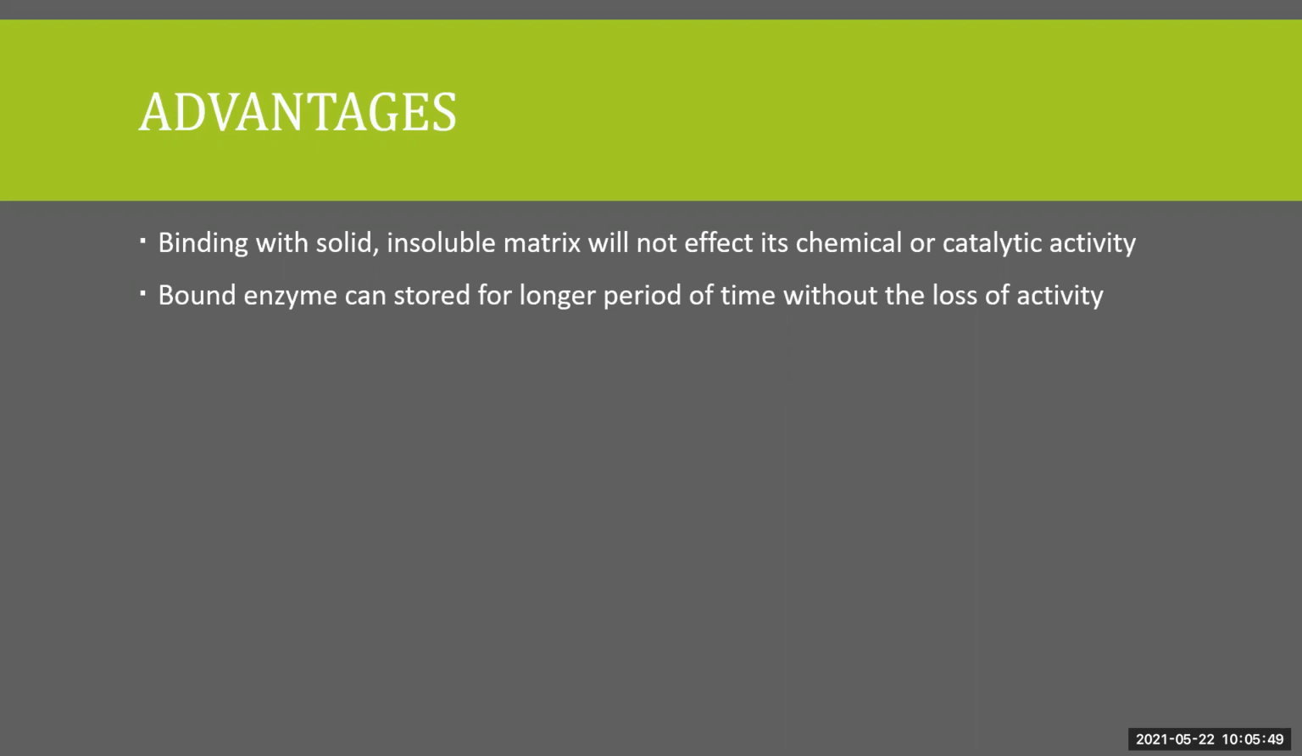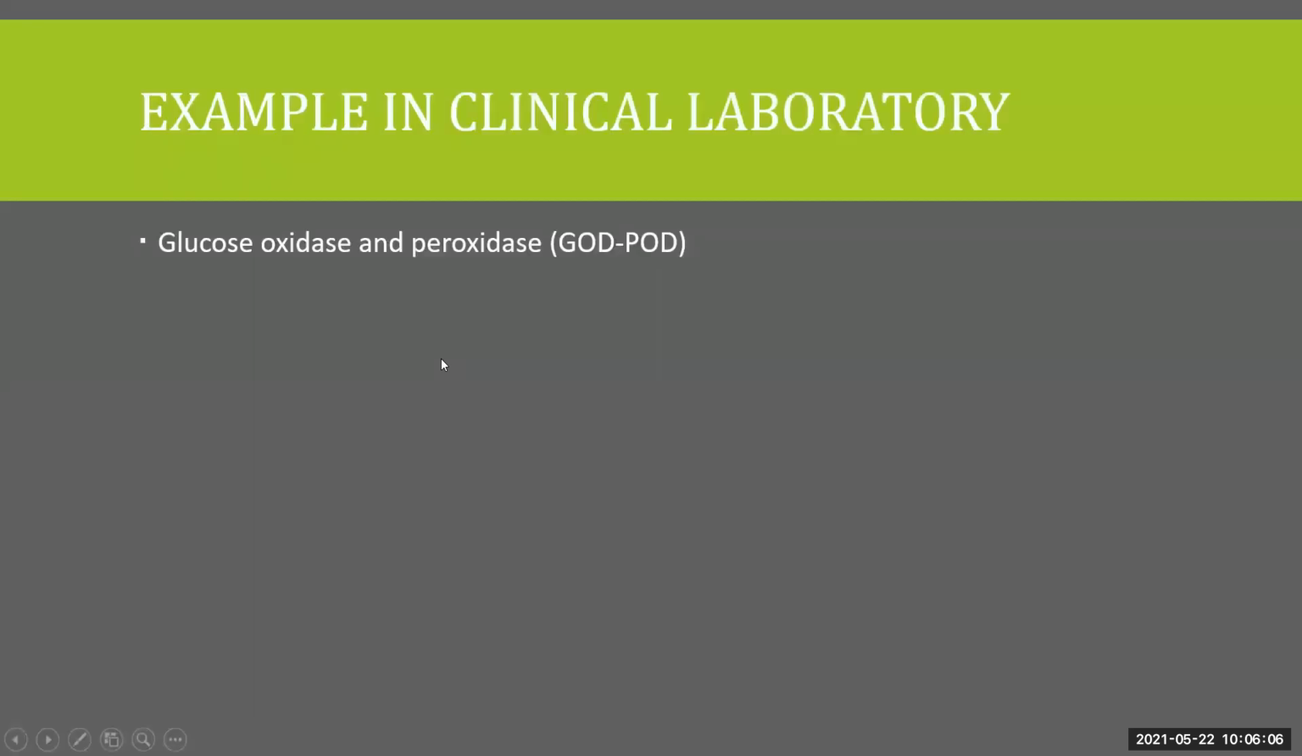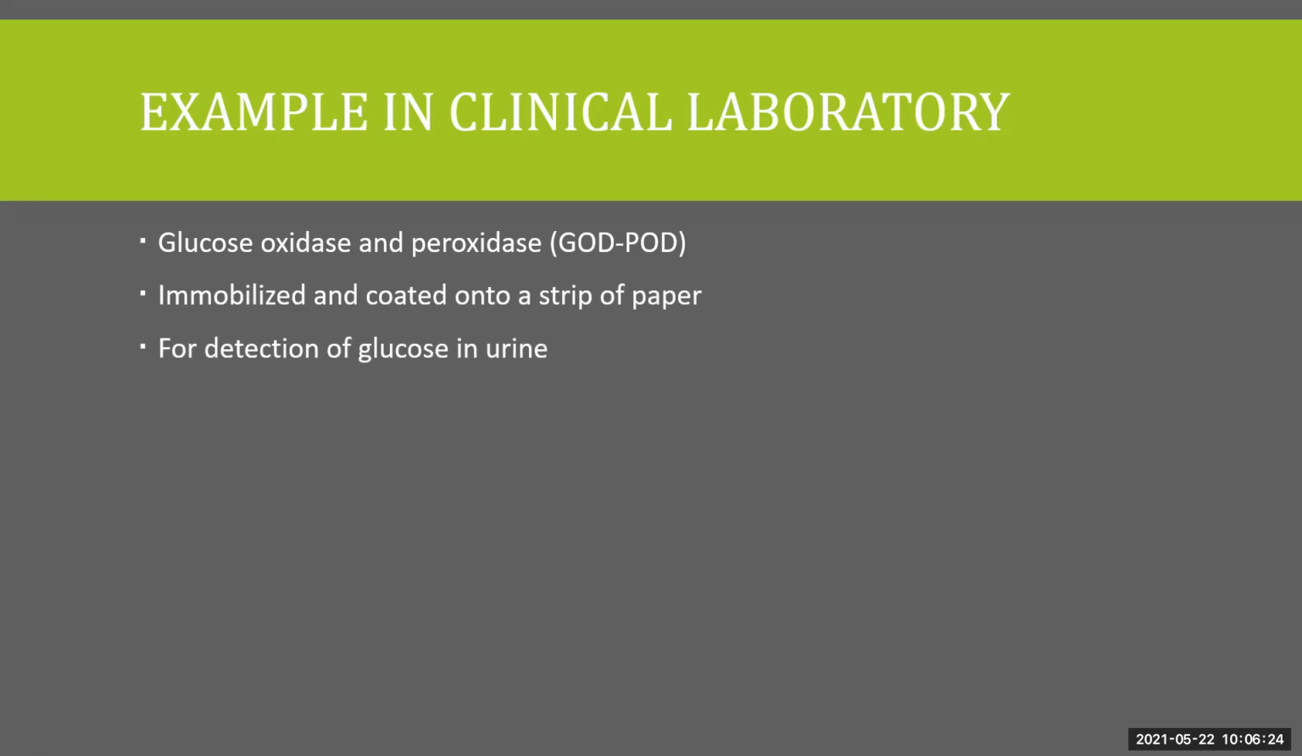The second advantage is that once bound, the enzyme will have a longer shelf life. It can be stored for a longer period of time without loss of activity, as immobilization will not affect any chemical or functional properties of enzymes. To give an example, we use the glucose oxidase peroxidase test in the dipstick method for urine. Glucose oxidase and peroxidase are the enzymes used for this methodology, and they are immobilized and coated onto a strip of paper. For detection of glucose in urine, we dip that paper, wait for some time, and check for color development.